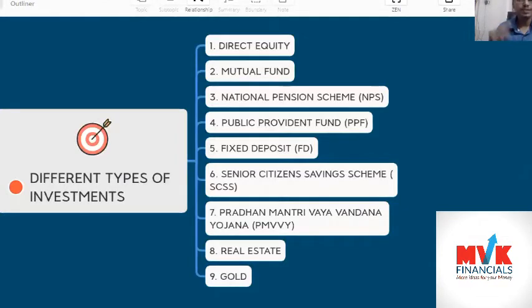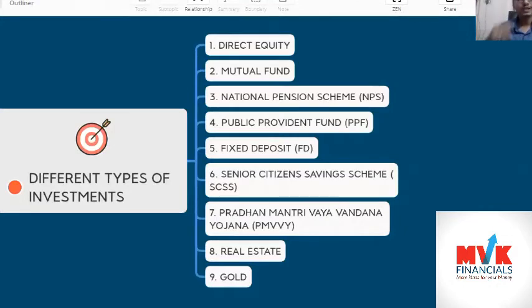Right? The third is a very good scheme, the National Pension Scheme. This is only for Indian people, and this is similar to the social security available in the US. Slowly the government is taking pace on this and they're promoting this NPS, and NPS is very good because right now we don't have any retirement options which the government is providing, so we need to depend on these tools for our retirement also.